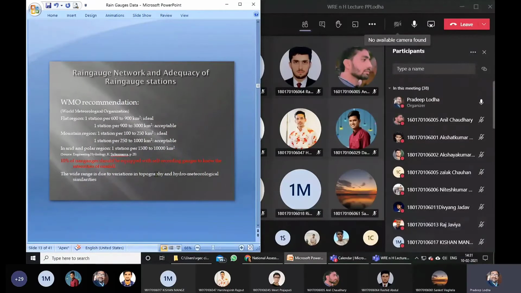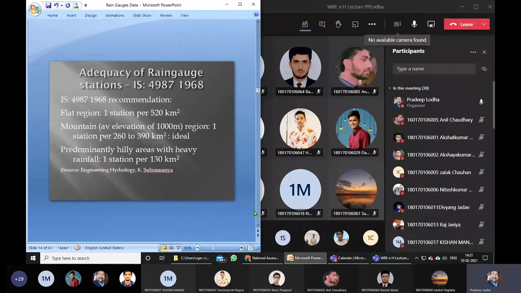So these are the old recommendations. I'll show you the Indian recommendation of IMD. This is the Indian Meteorological Department recommendation given in IS code 4987/1968. So flat region means plain area, Ganga plain and Yamuna plain, and then plains of Narmada, Godavari, all plain areas. It's a straightforward recommendation that 520 square kilometers should have one rain gauge station. In mountains, with average elevation of 1000, one station per 260 to 390 square kilometers.